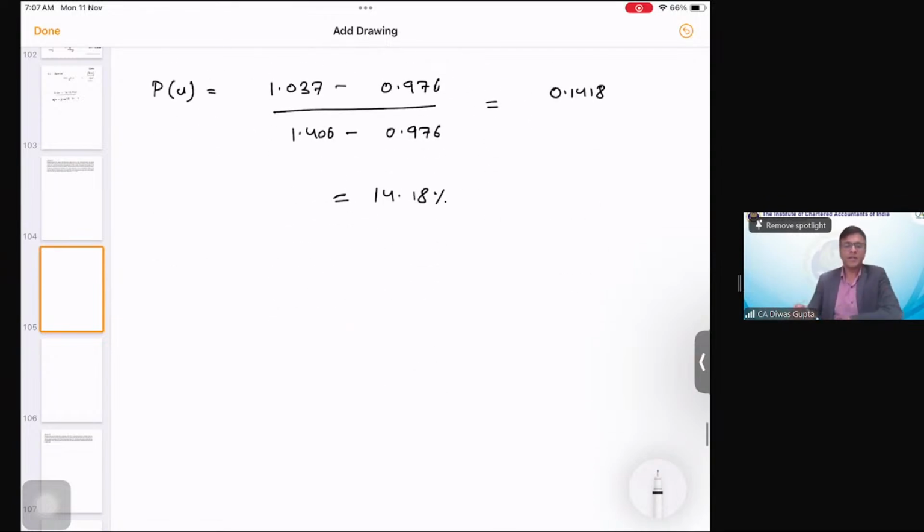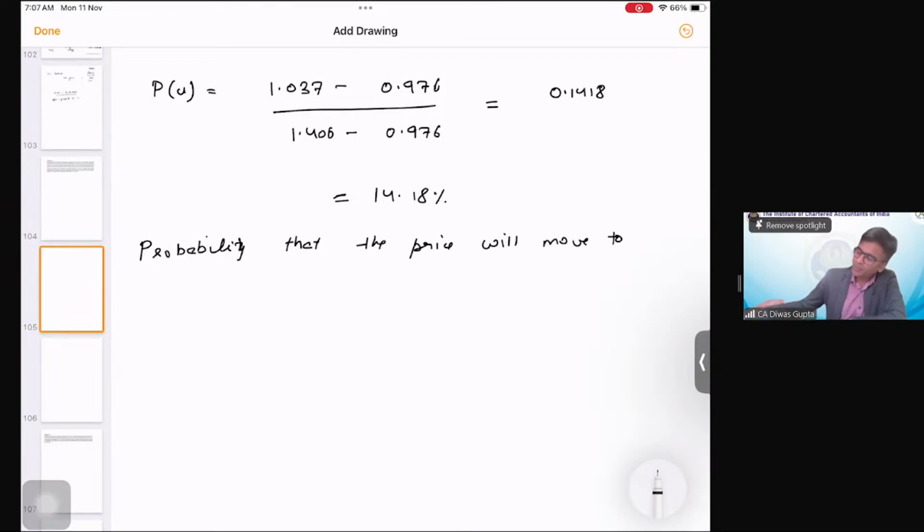Now, let's say this is the formal solution till here, but just to understand, the probability that the price will move to 592 after 1 month is 14.18 percent.